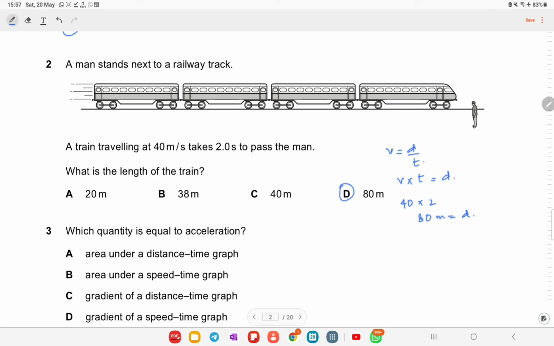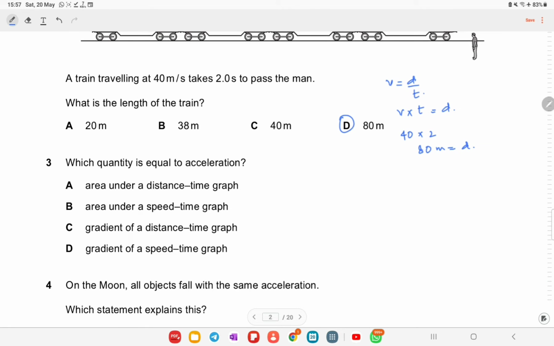Which quantity is equal to acceleration? Area under the distance time graph? No. Area under the speed time graph? No. The gradient of the... now you see this, this is not possible. Over here, the gradient of the distance time graph will give you speed, and the gradient of the speed time graph or velocity time graph will give you the acceleration.